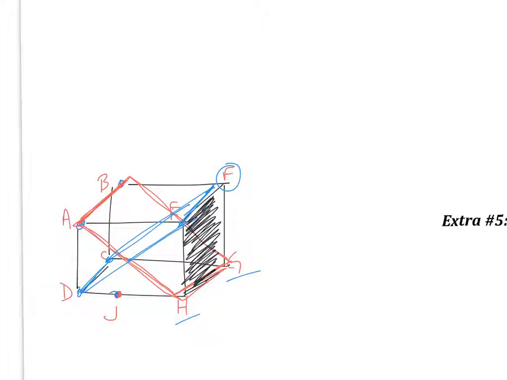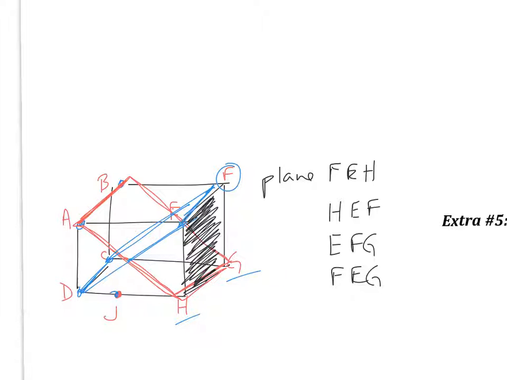Next, can someone give me a name for this plane? F, E, H. Okay, so it would be plane F, E, H. Can someone give me a different name for the same plane? H, E, F. Okay. All right, can someone give me another one? E, F, G. F, E, G. Okay, so notice there's lots of different possibilities as long as you're using any 3 of those 4 letters.